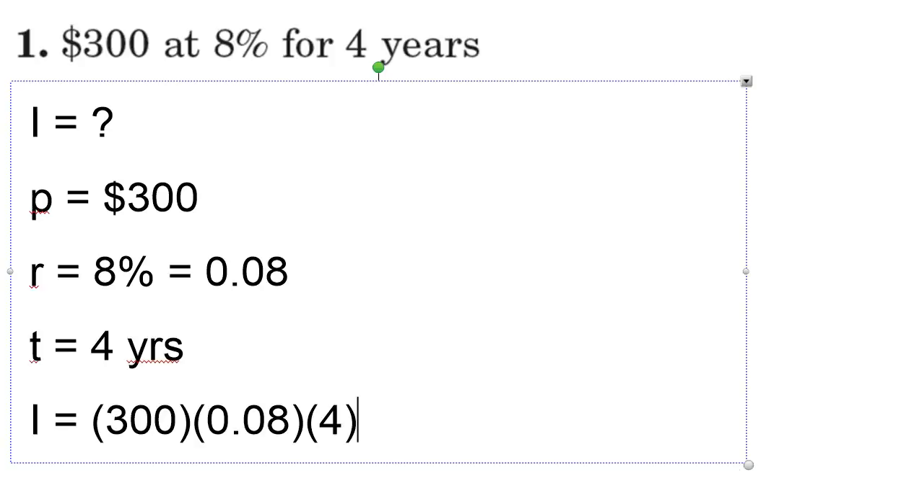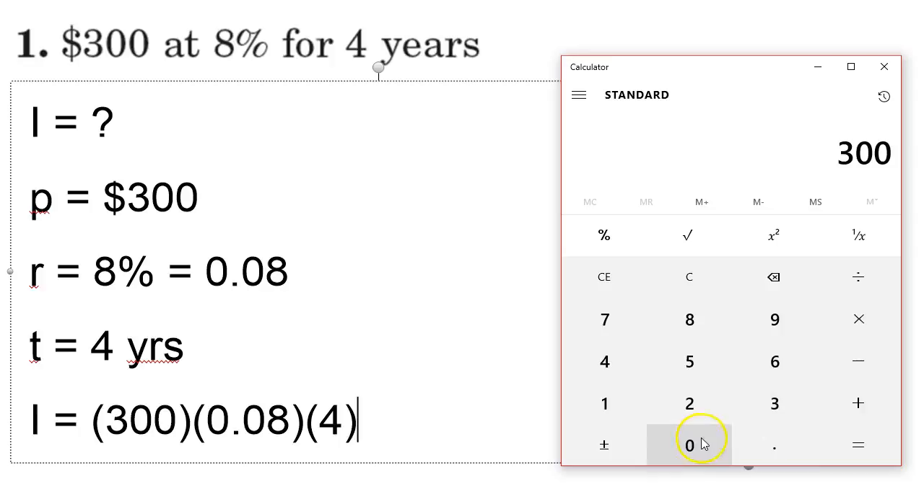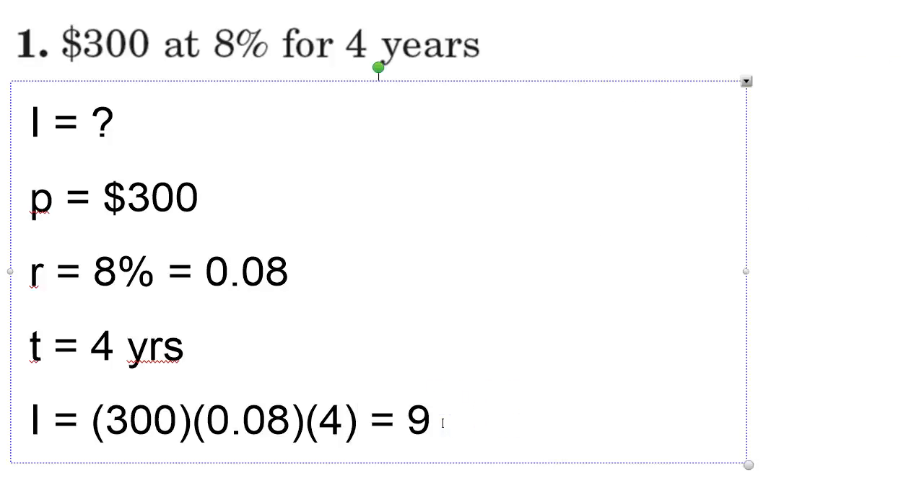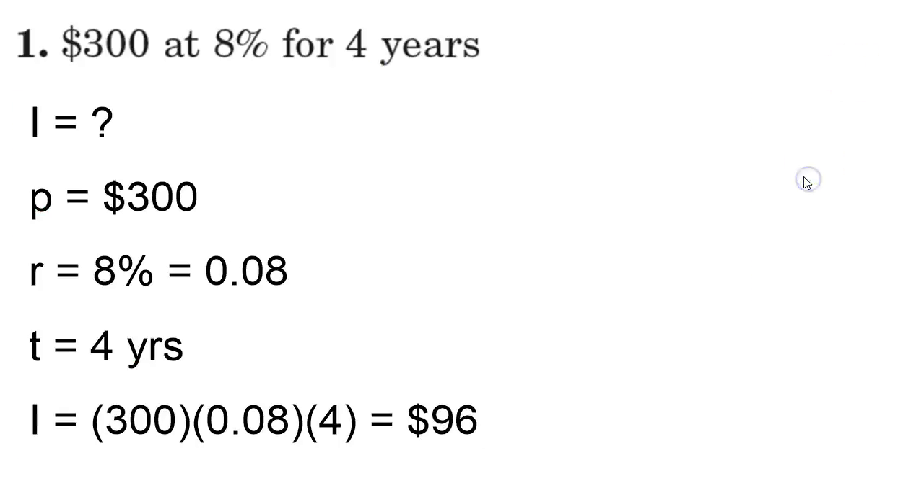And then you just get your calculator out. So we definitely use a calculator on this. 300 times 0.08 times 4. So $96. That's it.